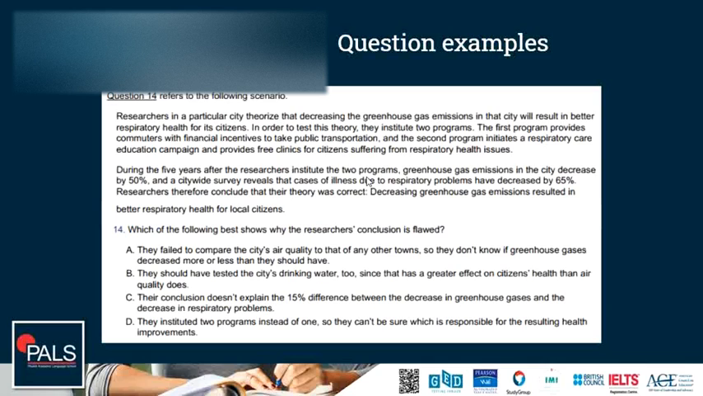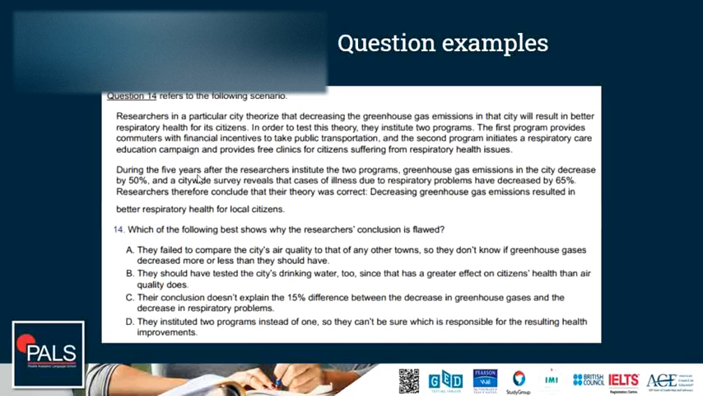Text-based question. Researchers in a particular city theorize that decreasing the greenhouse gas emissions in that city will result in better respiratory health for its citizens. In order to test this theory, they institute two programs. The first program provides commuters with financial incentives to take public transportation, and the second program initiates a respiratory care education campaign and provides free clinics for citizens suffering from respiratory health issues.